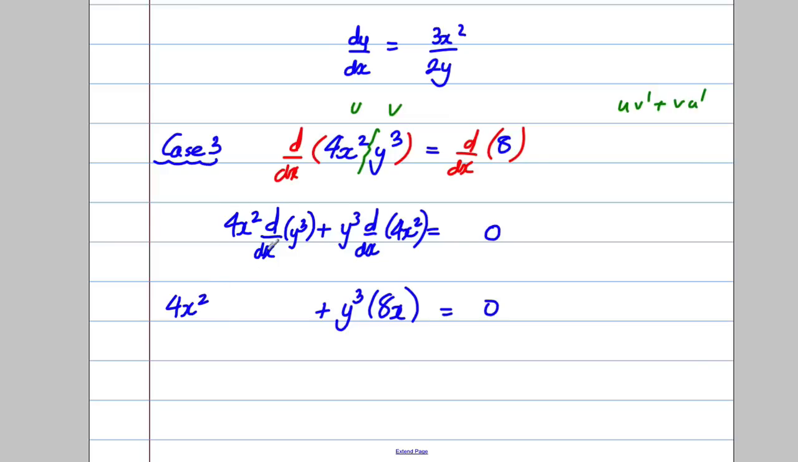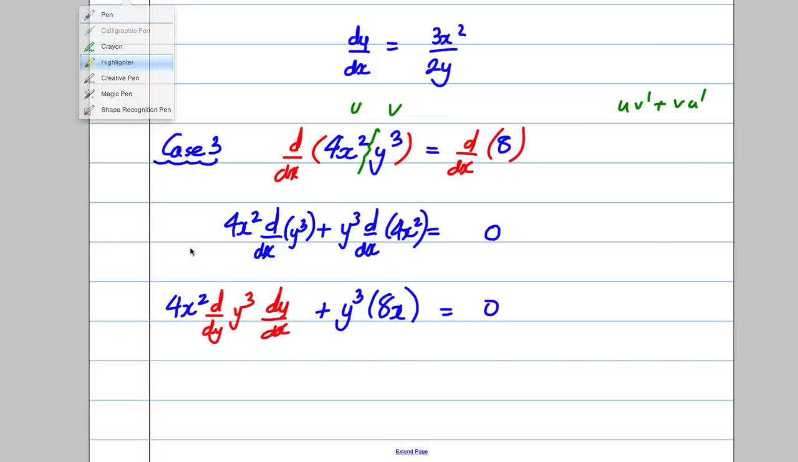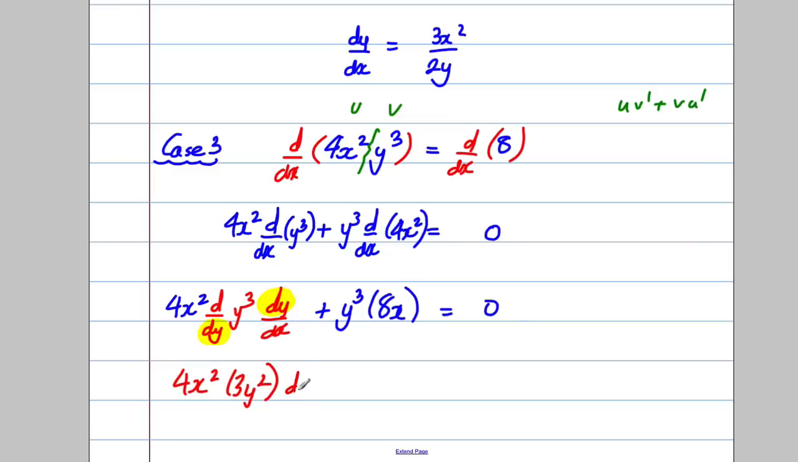Instead of differentiating y cubed with respect to x, I'm going to trick myself and differentiate it with respect to y, but then post-multiply by dy by dx, because we can think of it as the dy kind of cancelling and giving us what we wanted. So therefore this would be 4x squared, differentiate this would be 3y squared dy by dx, plus 8xy cubed is equal to 0.